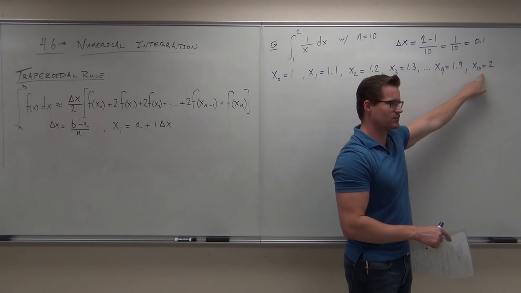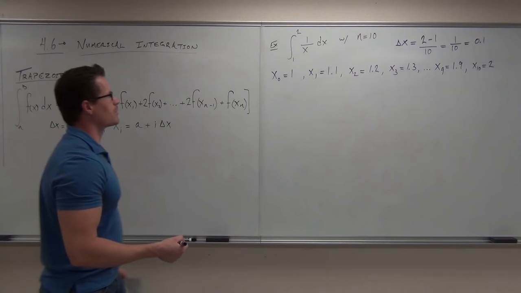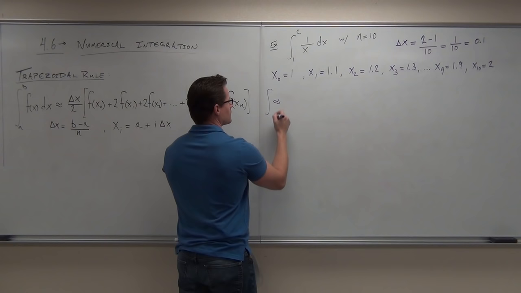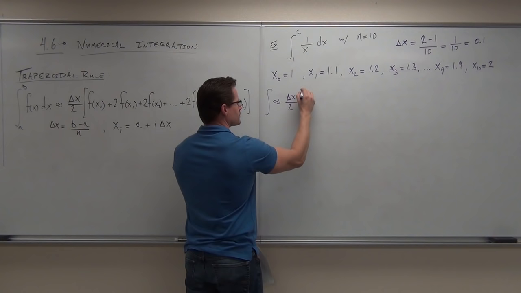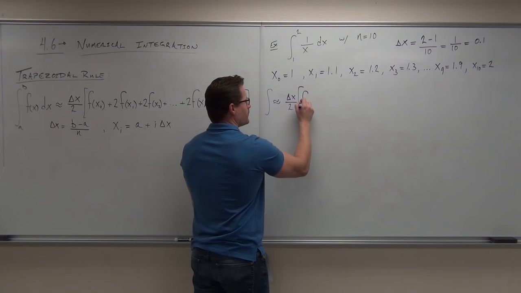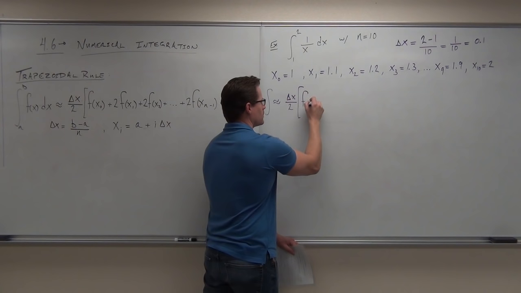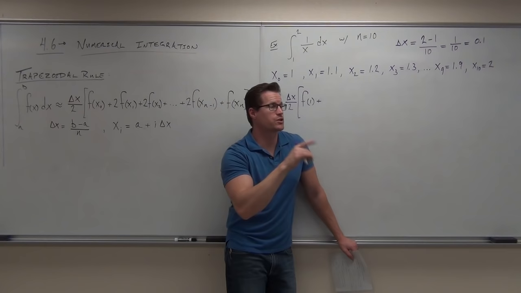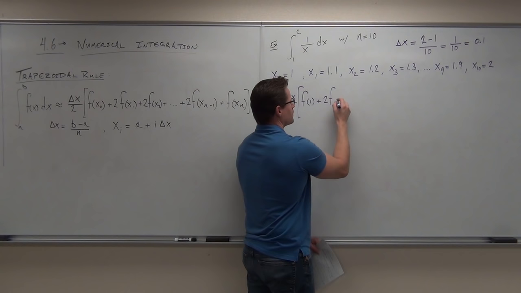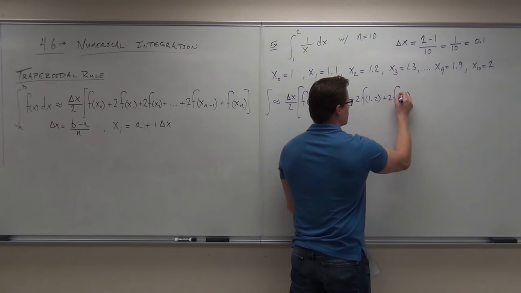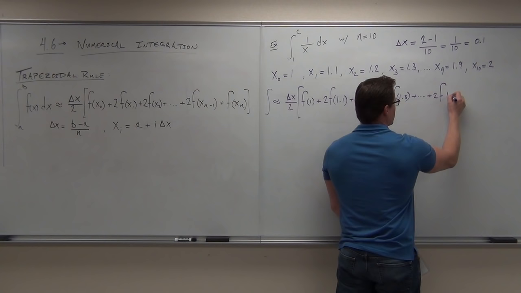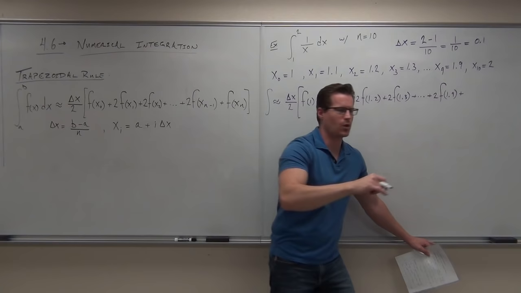Now, what the trapezoidal rule says is after you've done all that, the integral can be approximated by doing this. You take delta x. What's our delta x? 1/10. So we have delta x over 2. And then you're going to do this. You're going to have f of x sub 0. F of what? 1. Plus, what's the next thing I'm going to write? 2 times f of what? 1.1. Plus 2 times f of 1.2. Plus 2 times f of 1.3. Plus, we're going to do this all the way down until we get to 2 times f of 1.9. And then do we have a 2 on the very last term? No. It's just f of 2.